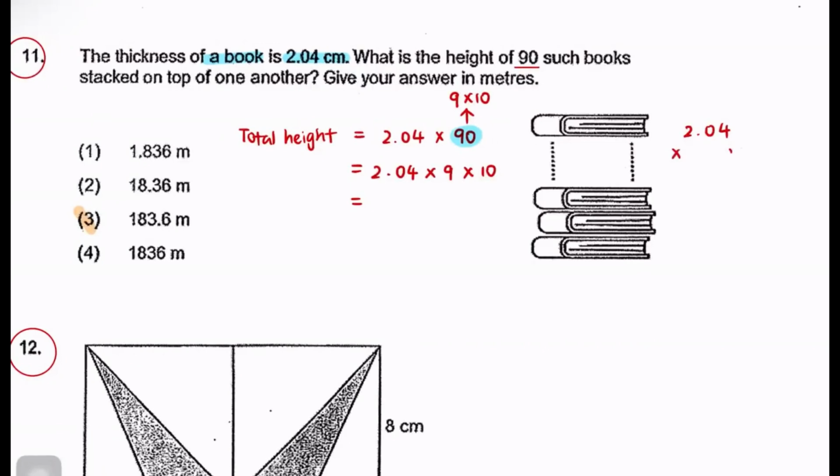2.04 times 9. Because MCQ, paper 1 cannot use calculator. 4 times 9? 36. 0 times 9 is 0, plus 3, 3. That's all. Okay, 2 times 9? 18. So 2.04 times 9 gives you 18.36. Understand?